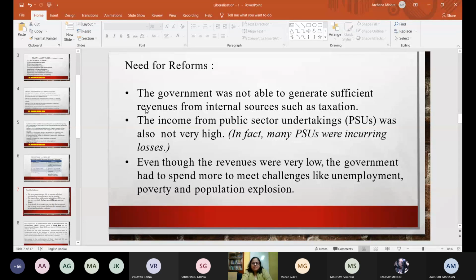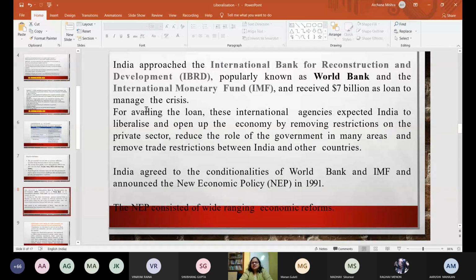Then the government was spending more on the social sector, which was a consumption sector. Then this is the IBRD, World Bank, and IMF. $7 billion can be a part of an MCQ. And which is the new name, IBRD or World Bank, children? Which is the new name? Yes, World Bank. International Bank for Reconstruction, IBRD. Yes. And the IMF full form also we can give you as part of an MCQ.